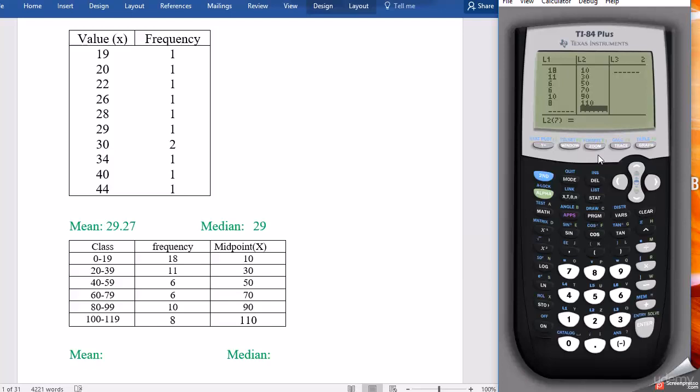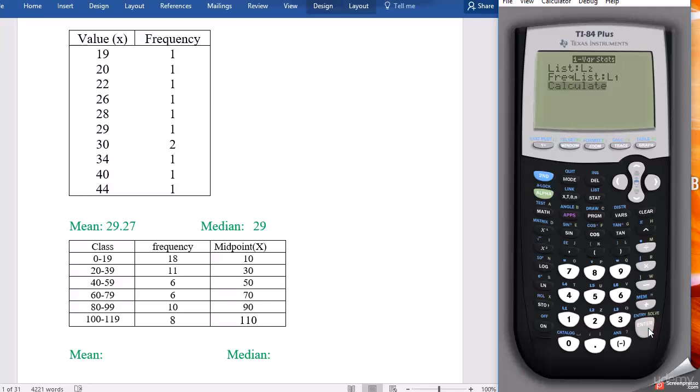So again, to compute the mean and the median, we're going to go back to start, go to calc. We're still dealing with one variable statistics, so we enter. Now you can see our list, which is our x, is in L2. So we need to change this. Second number 2 gives us L2. And then our frequency is actually in L1. So second number 1, that's L1. Okay, so you can actually put your numbers in any list and tell the calculator where you put them. So we have done that.